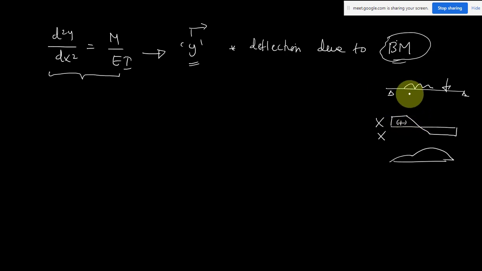Mainly the beam is deflecting like this because of the moment. So the deflection is because of the moment.